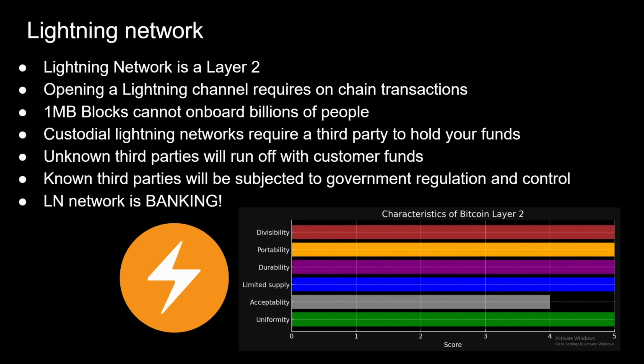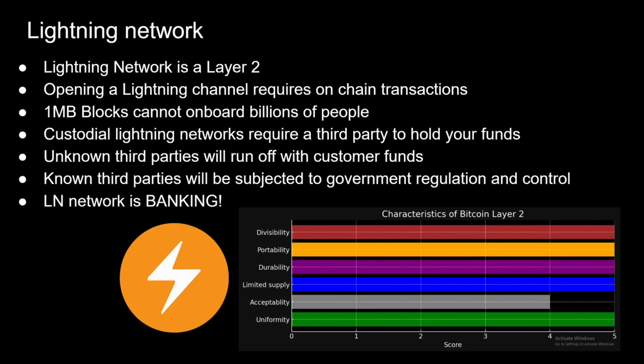Well, one proposed solution is something called the Lightning Network. The Lightning Network is a layer 2, which essentially means that it would be a channel on top of the base chain. So there are two real problems with the Lightning Network. In terms of 1 megabyte blocks, they still cannot onboard billions of people because you require on-chain transactions to open a Lightning channel. But to be honest, I don't see that as being the main issue. The main issue, in my opinion, is that Lightning channels are custodial systems. AKA, when you send your Bitcoin to a Lightning channel, you require a third party to hold your funds.